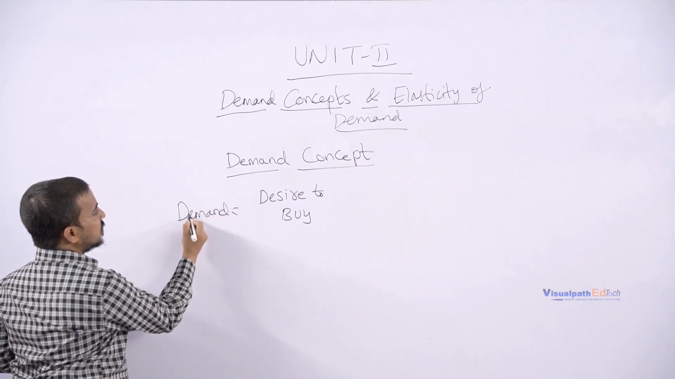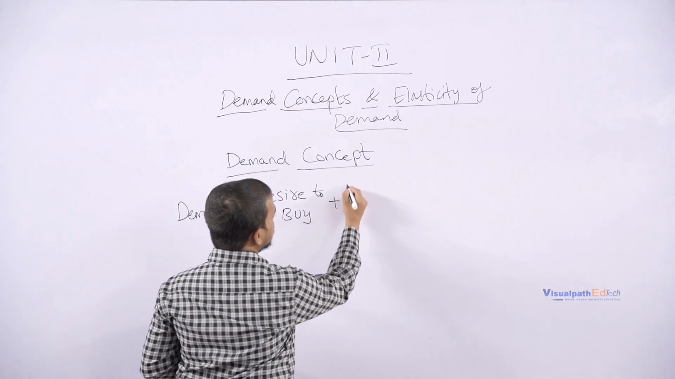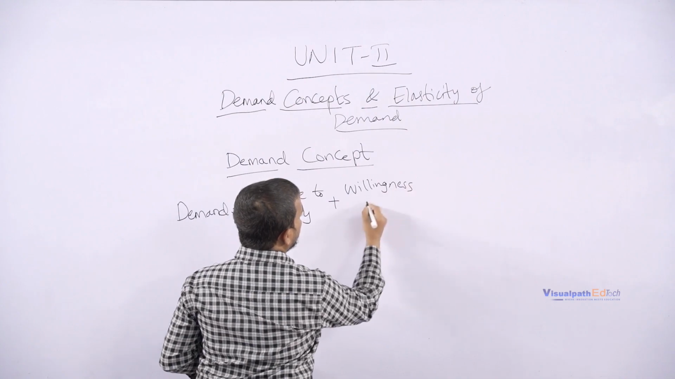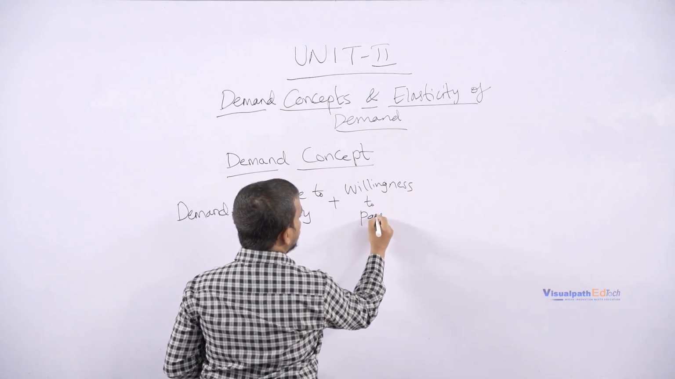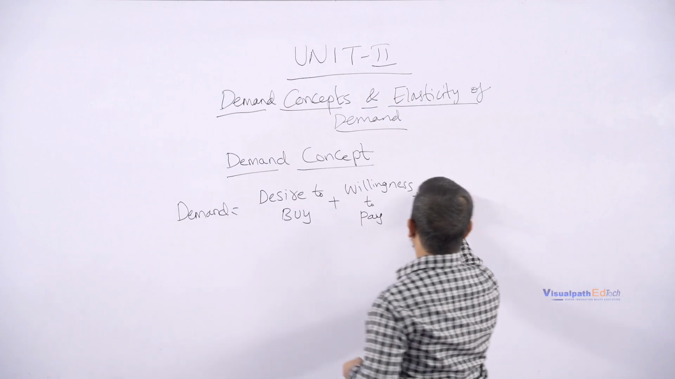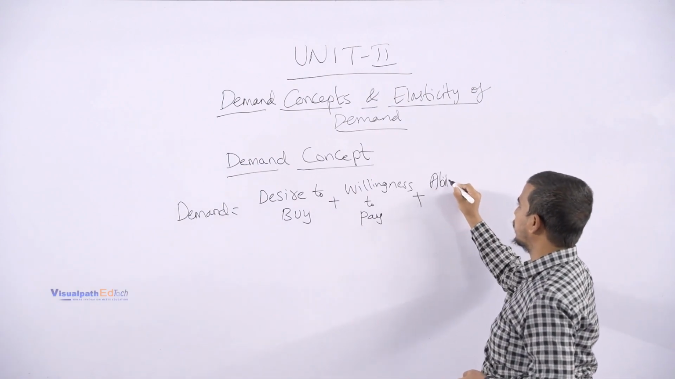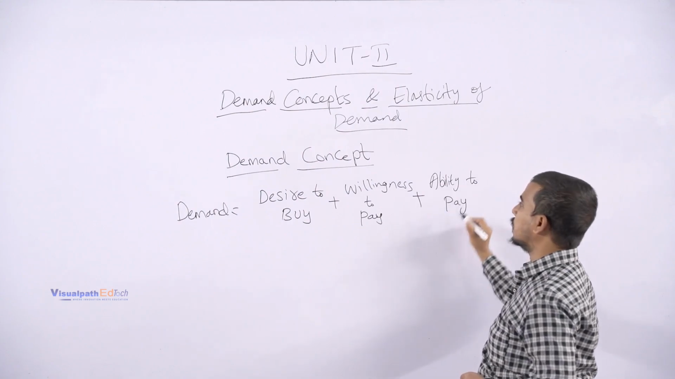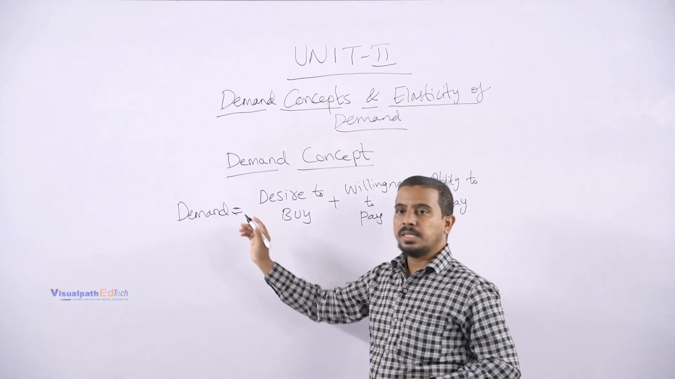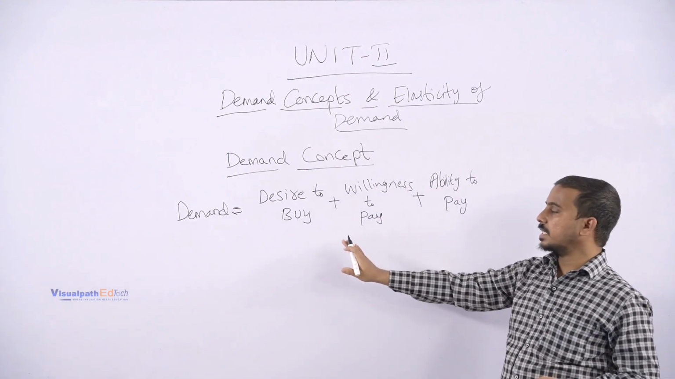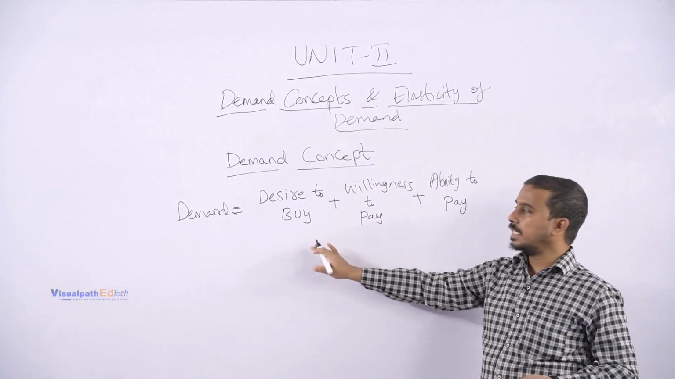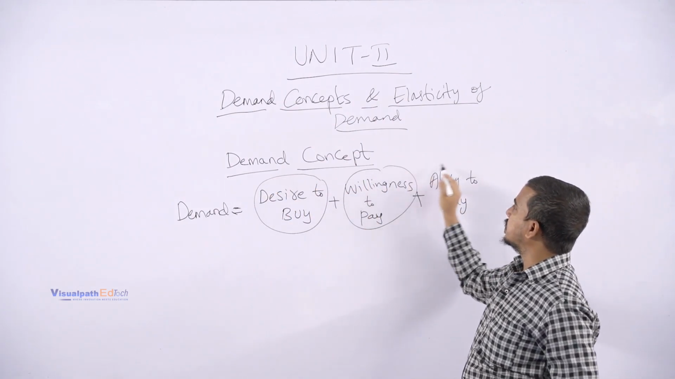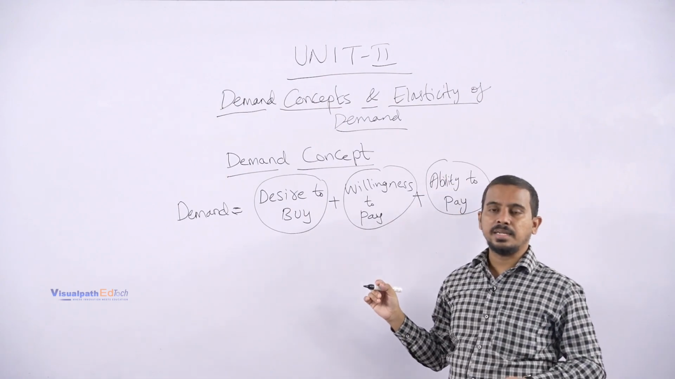Demand equals desire to buy plus willingness to pay plus ability to pay. Demand consists of three conditions. If these three conditions are fulfilled, then only we can say that there is a demand in the market.